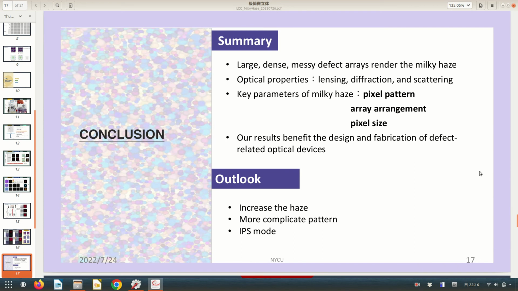Okay, so finally we come to the conclusions. We analyzed the optical properties of topological defects, and we found the key parameters to create the best milky haze.